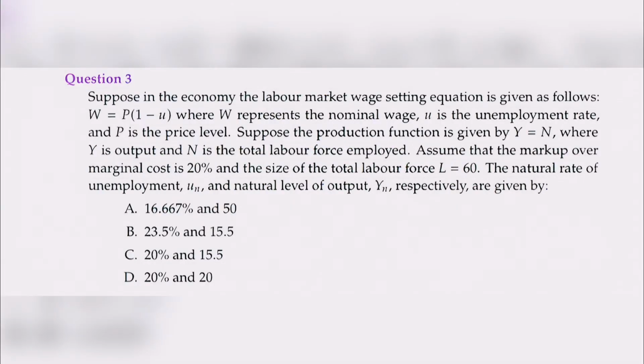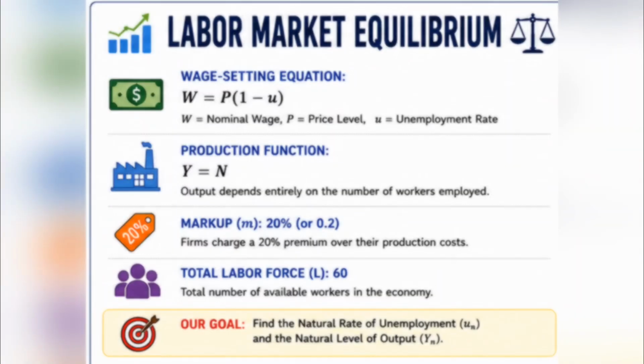Today we are diving into a classic macroeconomics problem regarding the labor market equilibrium. Let's break down exactly what the question is giving us before we jump into the math. First we have the wage setting equation, W equals P times the quantity 1 minus U, where W is the nominal wage, U is the unemployment rate and P is the price level.